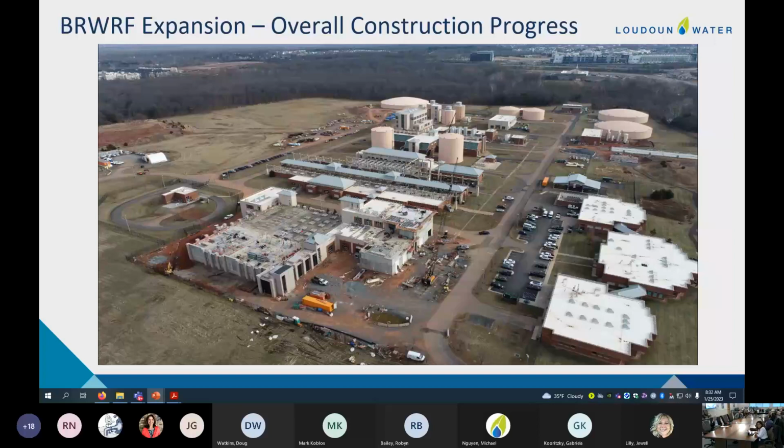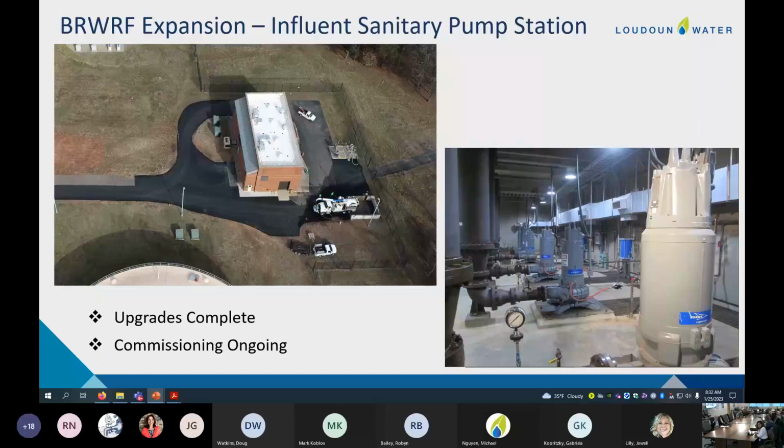Okay, so now I'm going to get into a couple of specific areas of construction. Just talk about the status there. So first we'll talk about the influent sanitary pump station. So this was the building that was in yellow a couple slides ago under commissioning.